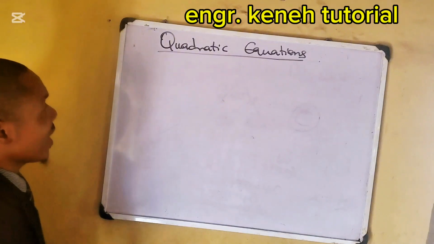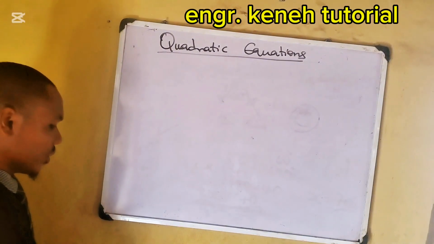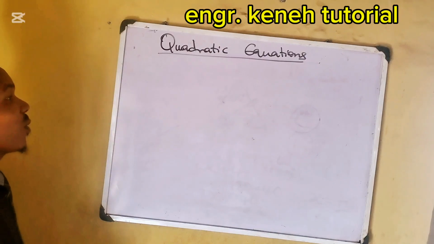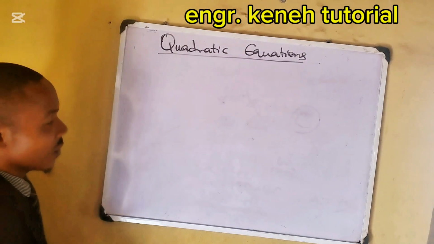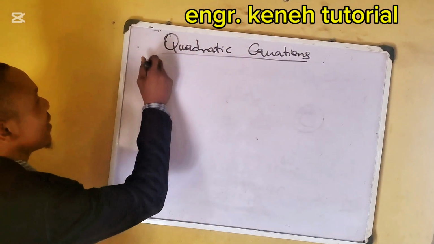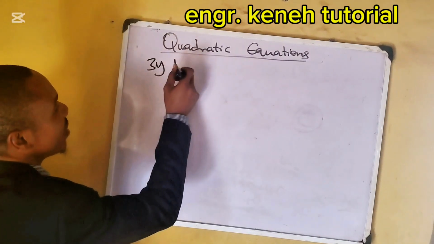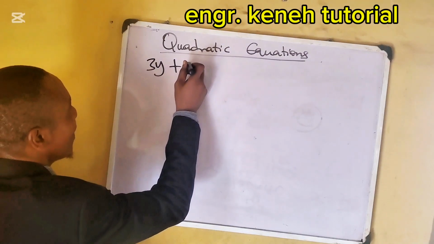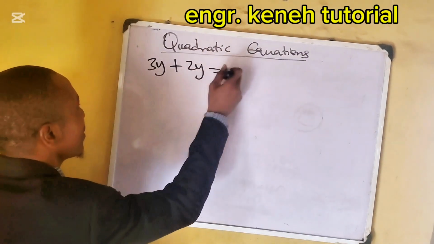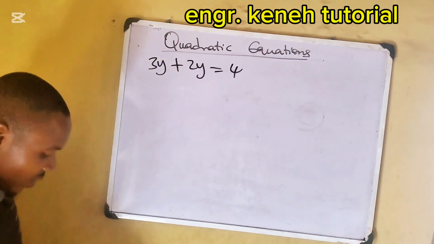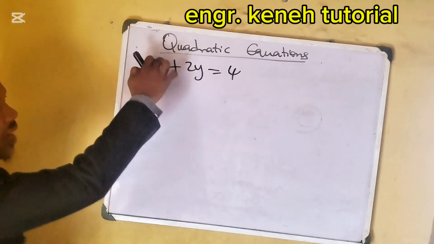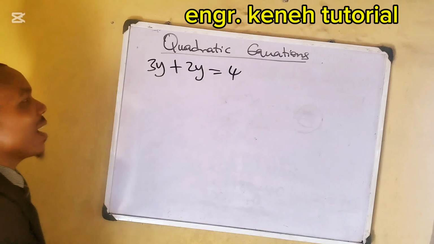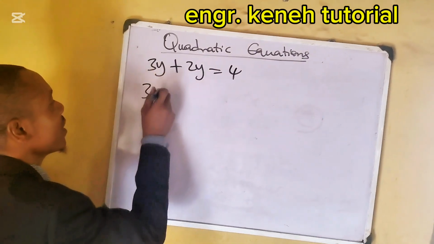We have an equation that we call linear equation. A linear equation is an equation where the maximum power of the unknown is what? 1. For example, if I have something like this, I will call this one a linear equation. Maybe something like 2y equals 4. This is a linear equation. Why? Because the unknown I have here has maximum power of what? 1.